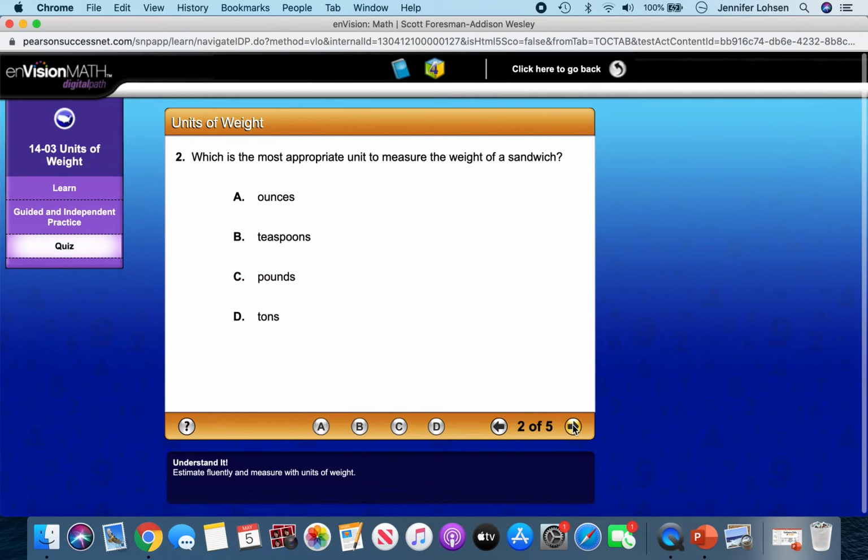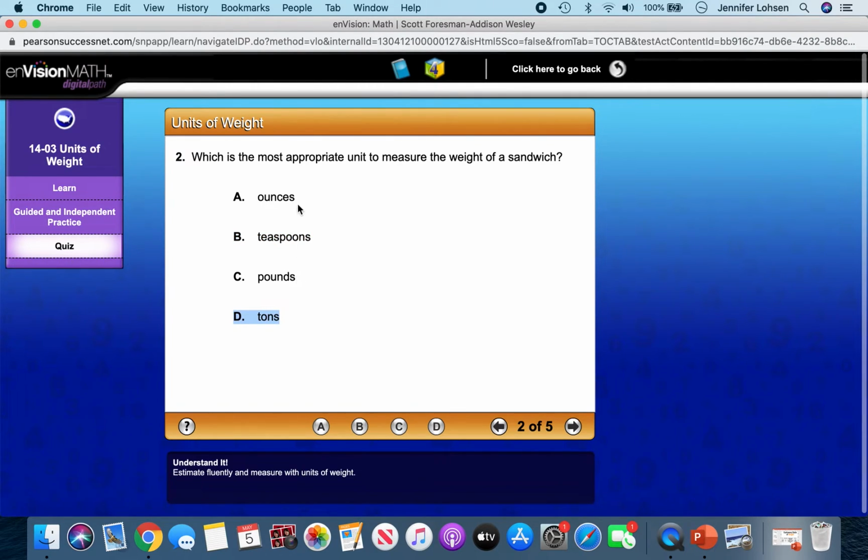Our next question says, which is the most appropriate unit to measure the weight of a sandwich? So, we have ounces, teaspoons, pounds, and tons. So once again, they are throwing in a unit of capacity here. I know this is not one that we talked about, but we know it's not a unit of weight, so we have to throw that garbage answer out. So right away, I'm eliminating B. And I want to think about a sandwich. Now, don't get me wrong, your girl loves a nice big hearty sandwich, but I can tell you right now, I am not picking up a 2,000-pound sandwich, so I'm also eliminating D.